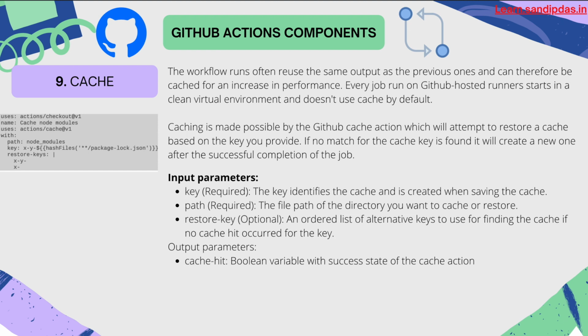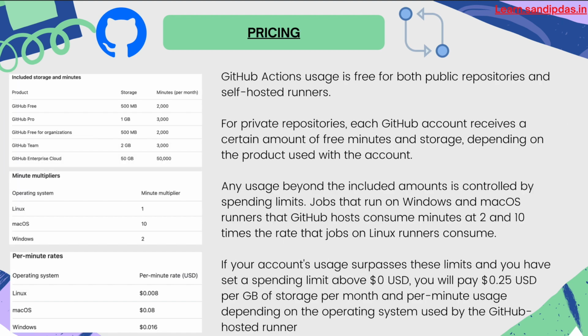Okay, and output parameters are the cache hit, a boolean variable with the success state of the cache action. Okay, and you can see the example here of how you're utilizing it. Before proceeding further, we should also learn about the pricing.